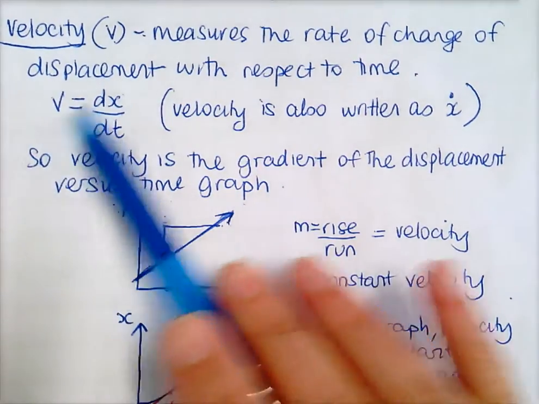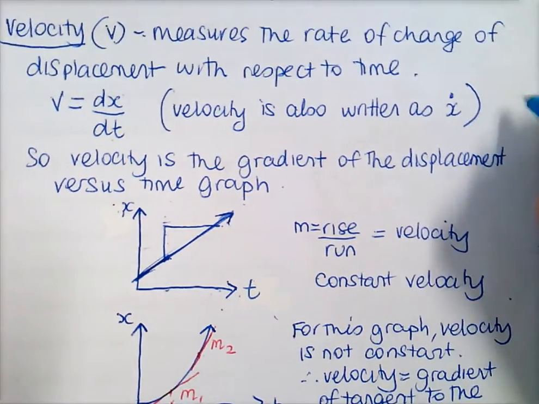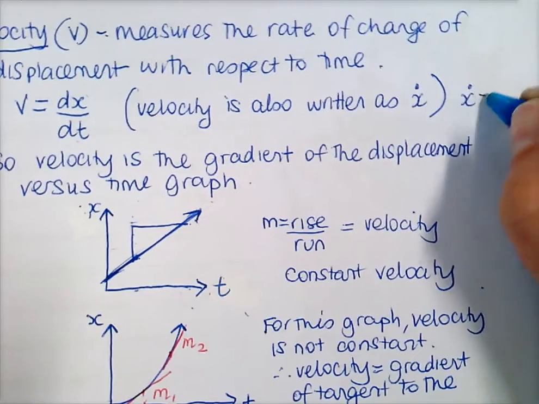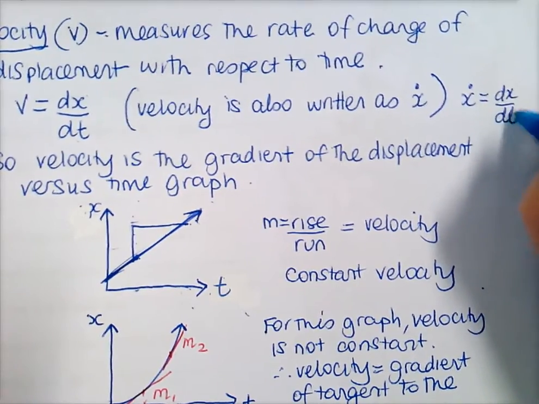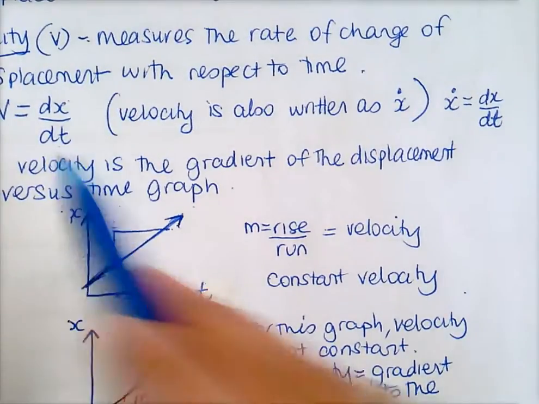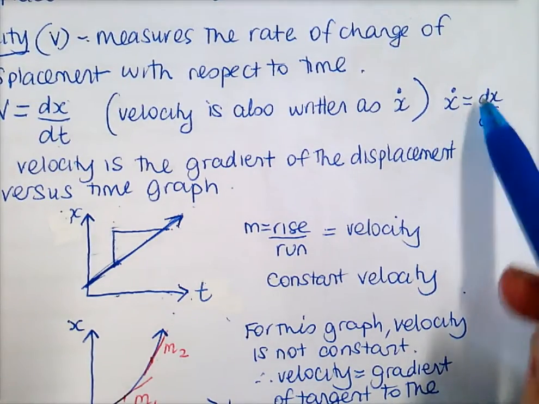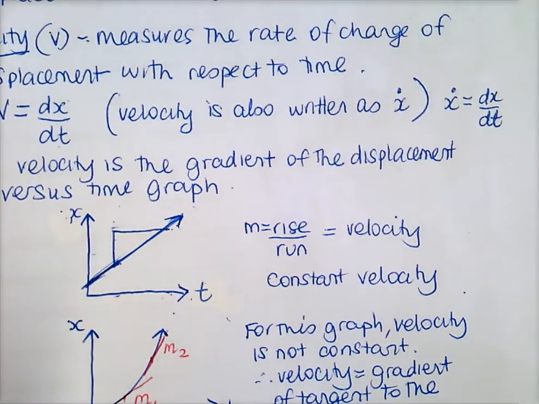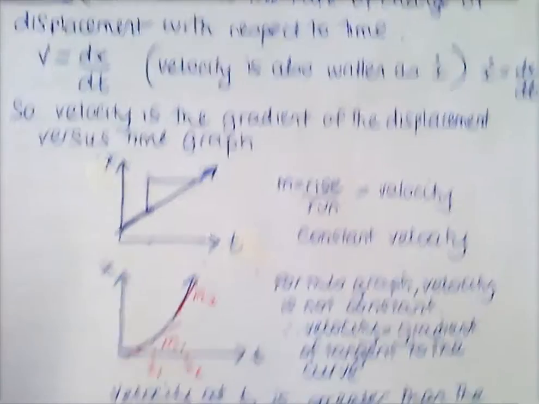Up here, velocity can also be written as x dot. So we can also write that x dot equals dx/dt. Okay, so velocity is dx/dt. What do you think acceleration is going to be? X with how many dots? Two dots on top. Okay, we'll do that in a minute.